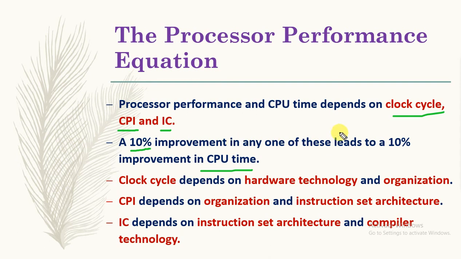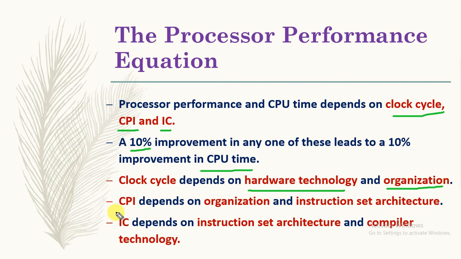If you improve the clock cycle, or the cycles per instruction, or the instruction count, it leads to some improvement in the overall CPU time also. So clock cycle depends on hardware technology. When we consider these three, clock cycle depends on hardware technology and organization, so that cannot be easily done. A new hardware can be implemented where we can improve the clock cycle.